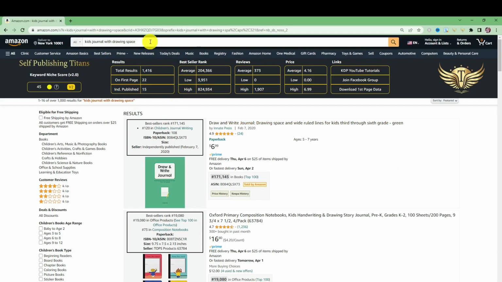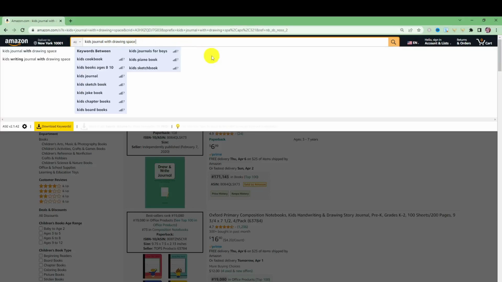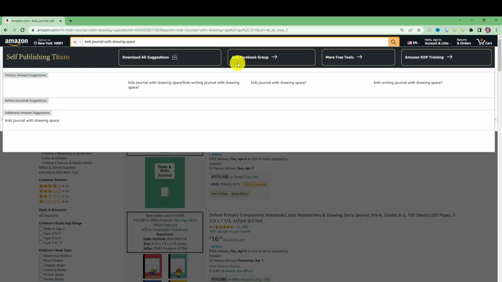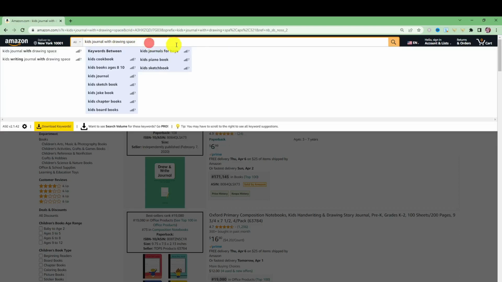So if you can make a book with this exact wording as your title, that might help you out, and that might be why this keyword niche score is that much higher. At this stage, you could just make your book, or you could play around with the wording, Kids Journal and Drawing Space. Let's do some spaces here and let's just see if Self-Publishing Titans have got any ideas for us. It doesn't look like there's any more ideas exactly after that wording.